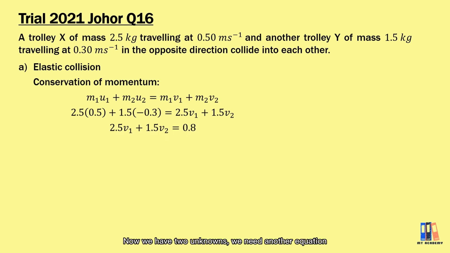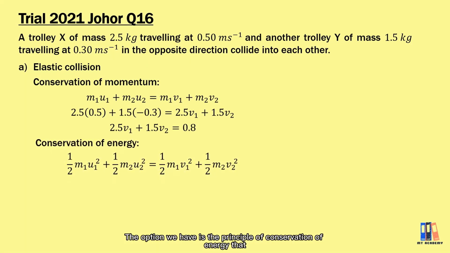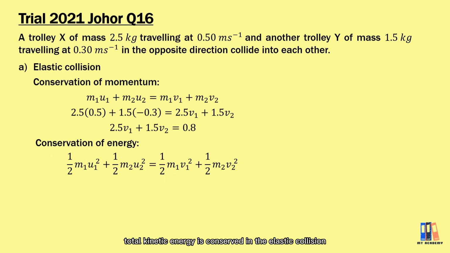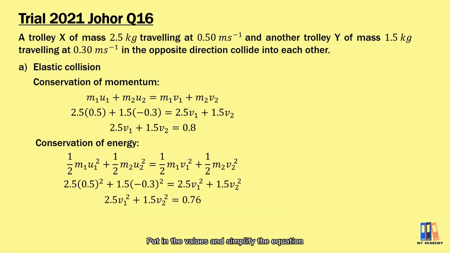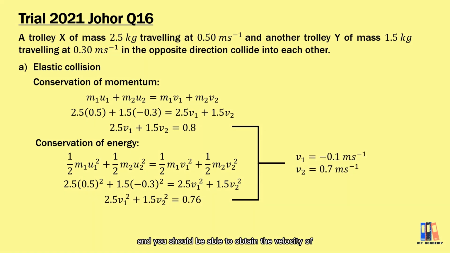Now, we have two unknowns, so we need another equation to find out their final velocities. The option we have is the principle of conservation of energy, that total kinetic energy is conserved in the elastic collision. Apply the formula of half mv squared, where the total initial kinetic energy of both objects is equal to their total final kinetic energy. So put in the values and simplify the equations. You will get the equation 2.5v1 squared plus 1.5v2 squared equal to 0.76. The next thing is to perform simultaneous equations, and you should be able to obtain the velocity of negative 0.1 meter per second and 0.7 meter per second for trolley X and Y respectively.